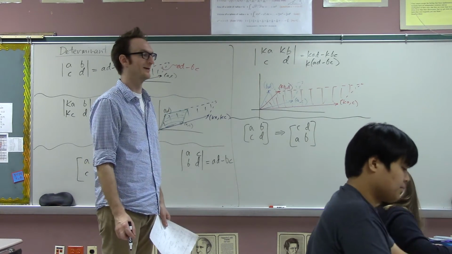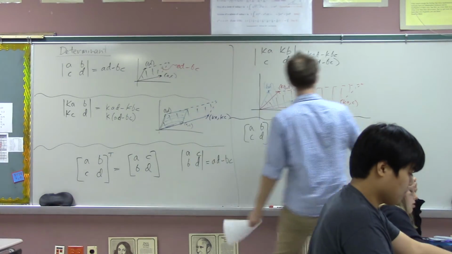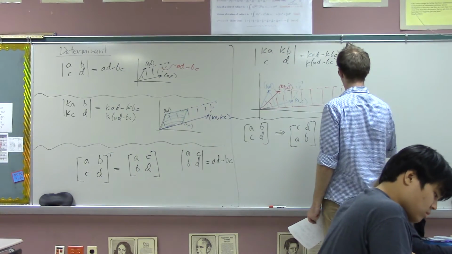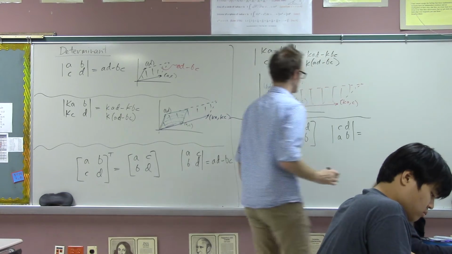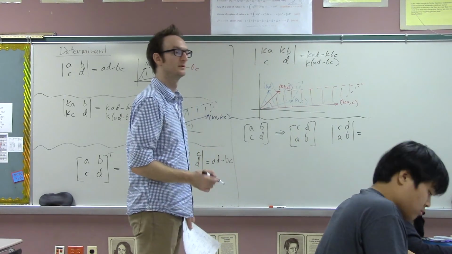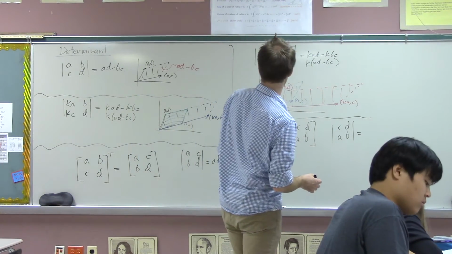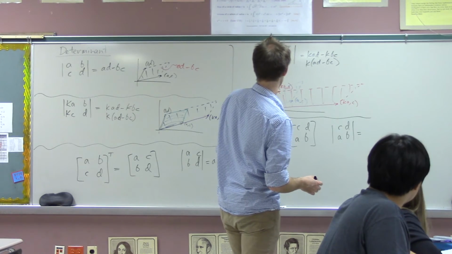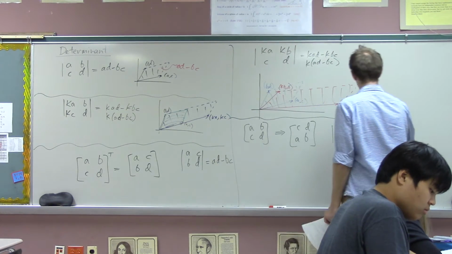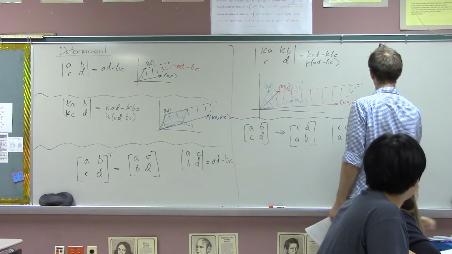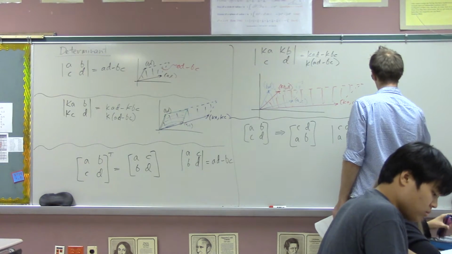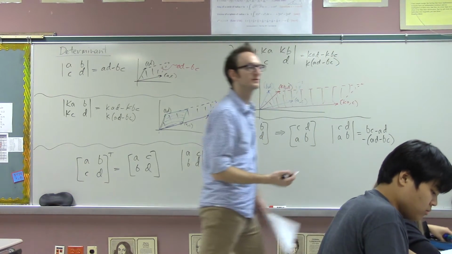How does it affect the determinant? This becomes C D A B. What's this? Did I do something wrong? They're just telling me the answer. This is BC minus AD. So, conclusion? It's like the opposite.